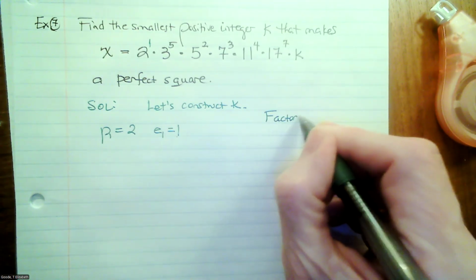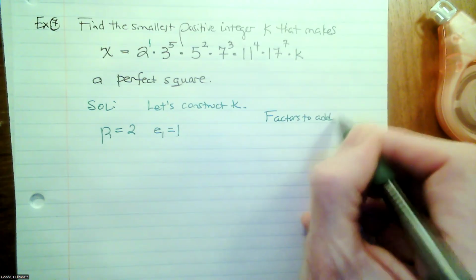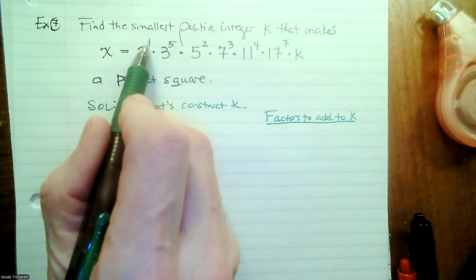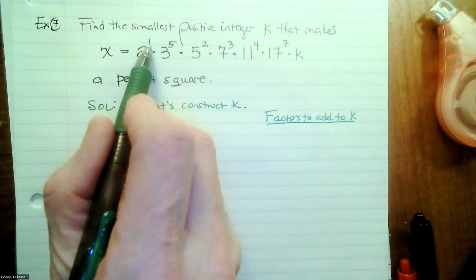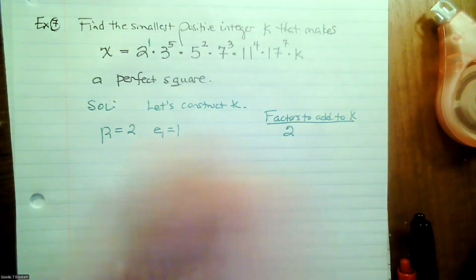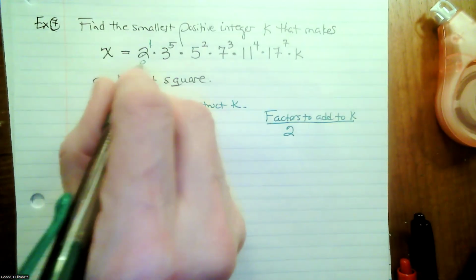No. Factors to add to K. We're going to build K up. This is 2 to the 1. That's not even. We need 2 copies of 2. So we're going to add a copy of 2 to K. All right, so P1 is done.